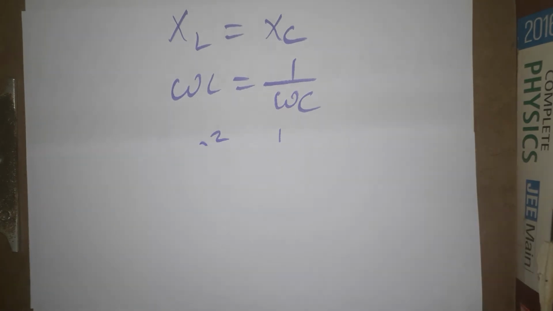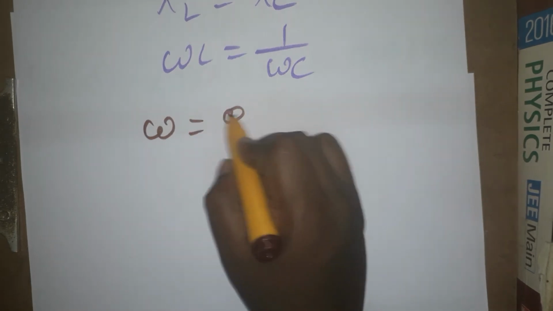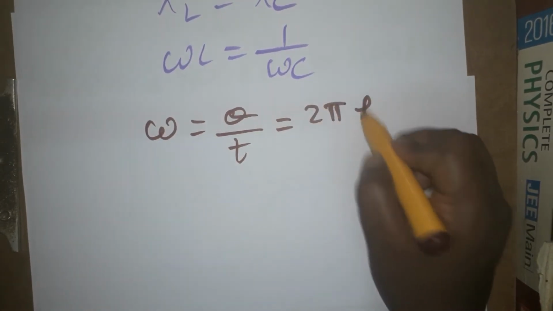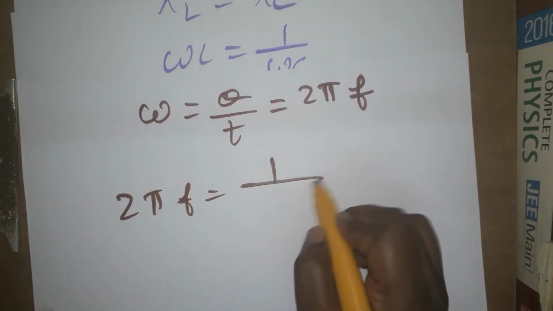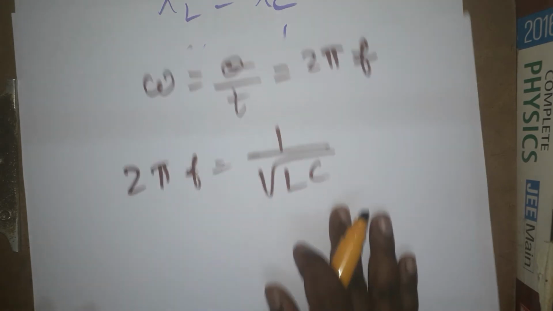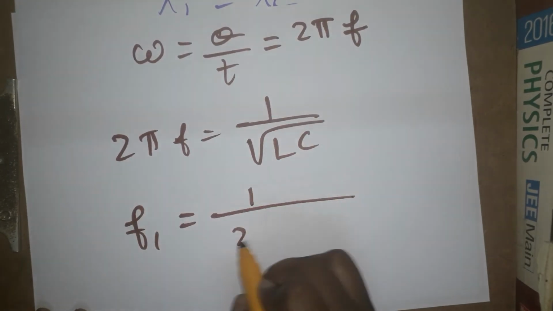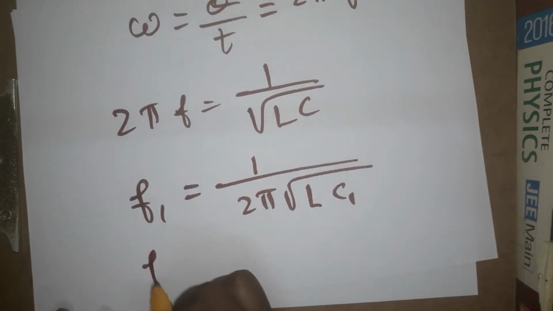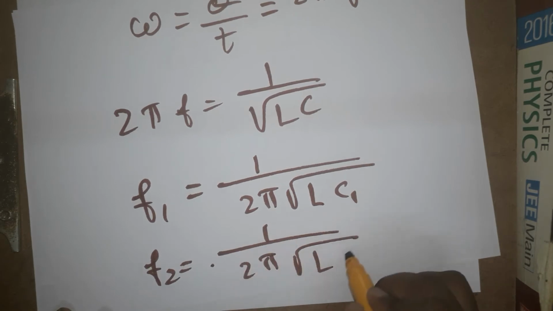Angular velocity is angular displacement by time, so omega is theta by t. 1 by t is frequency, and theta will be 2 pi. So 2 pi f is equal to 1 divided by root of LC. For frequency 1, which is given already, f1 is 1 divided by 2 pi root of LC1. For frequency 2, it's 1 divided by 2 pi root of LC2.